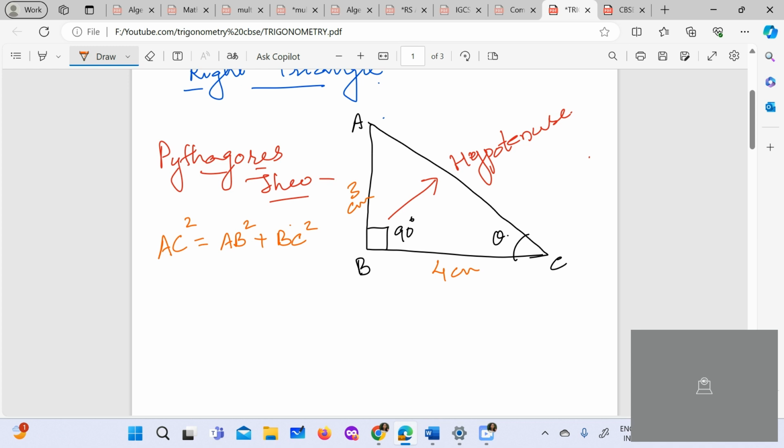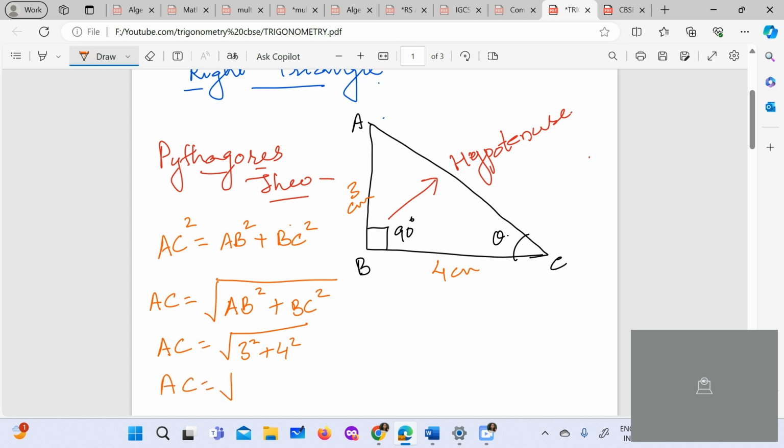Now, to find the length of this hypotenuse, we can write AC is equal to square root of AB square plus BC square. So you will write AC is equal to square root of 3 square plus 4 square. That will be AC is equal to square root of 9 plus 16, which is root of 25, and that is 5 centimeter. So this is clear to you. This was just a recall about the Pythagoras theorem. Hope everyone remembers; if you have forgotten, revise it.